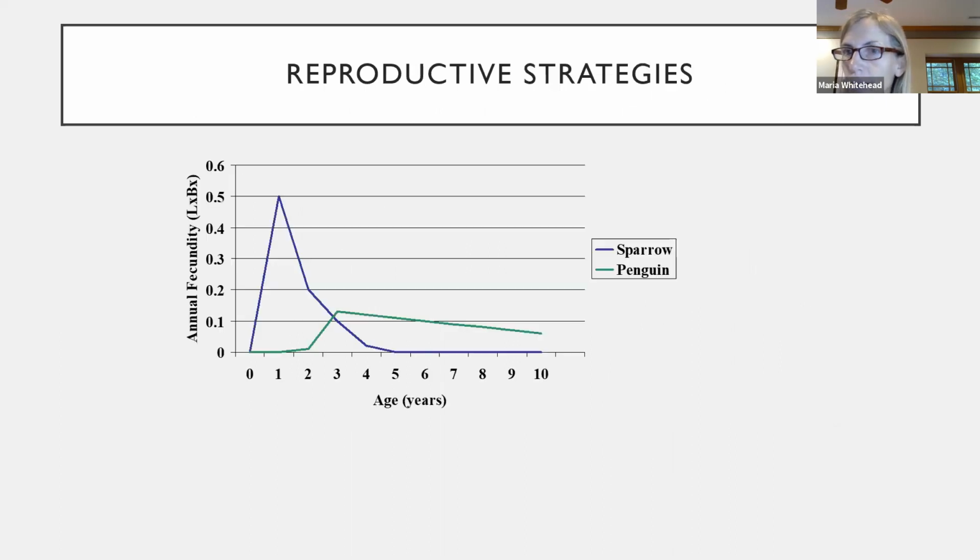And this is a similar concept here, where we look at the area under the curve in the graph and compare the reproductive output of sparrows and penguins. And what we see is that the short-lived sparrow produces young every year, but lives a much shorter time. And these two strategies actually result in roughly the same reproductive output over a lifetime.